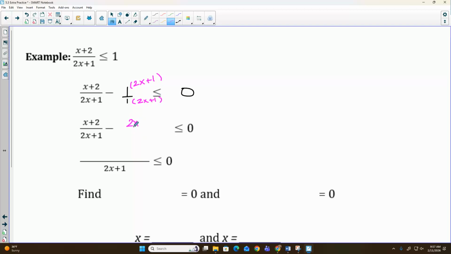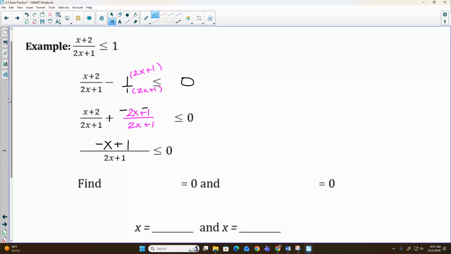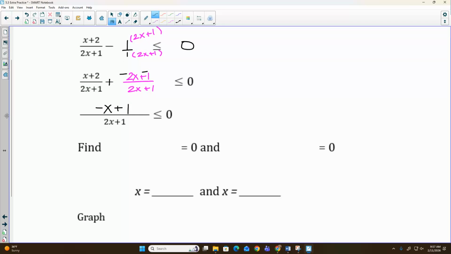So that gives me (2x+1)/(2x+1). If we are subtracting that, we have to change it to a plus and distribute the negative. So then combining like terms, x minus 2x is negative x, 2 minus 1 is 1. So now we have the correct setup: a fraction on one side, 0 on the other.